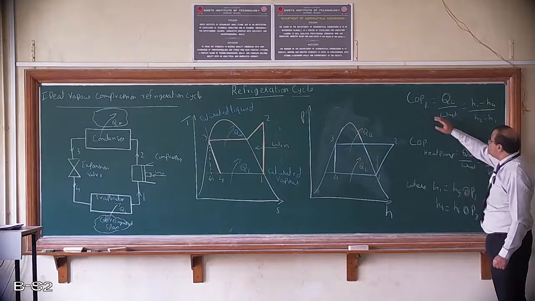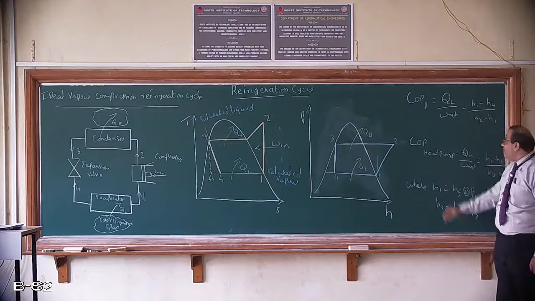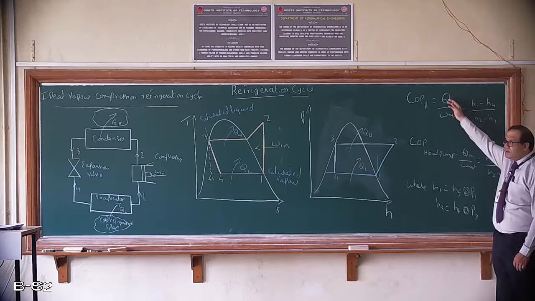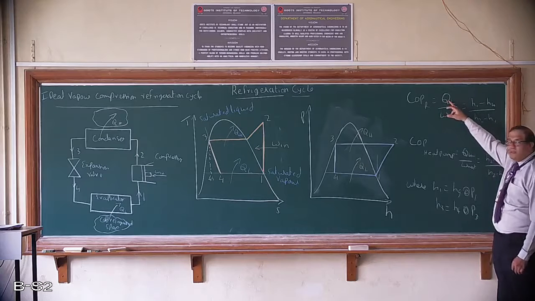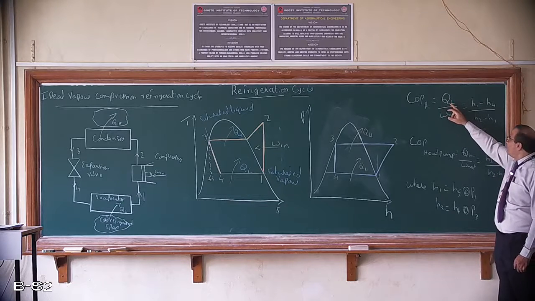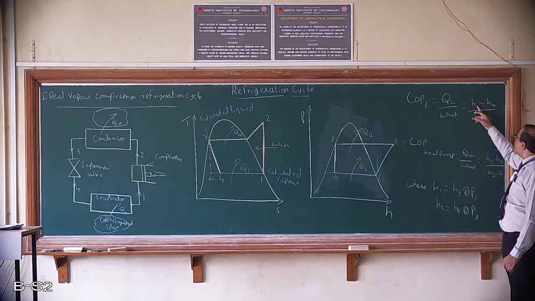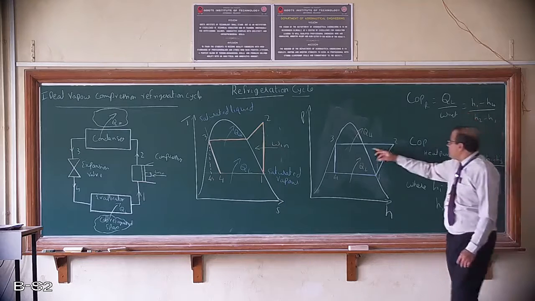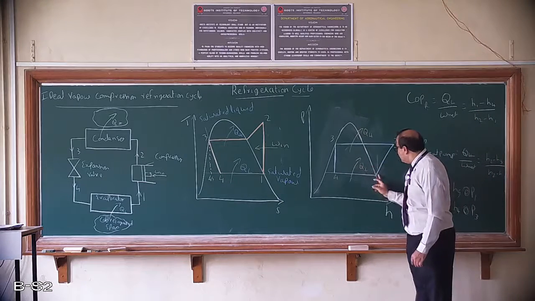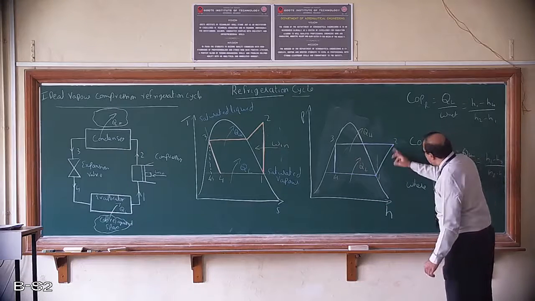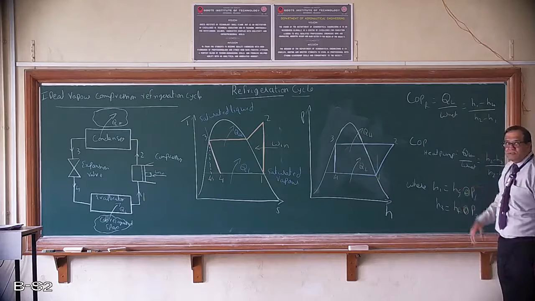How do you calculate COP? Coefficient of performance for a refrigerator is QL, that is the heat absorbed from the refrigerator space, divided by W net, that is the work done on the compressor. QL, you can see here, is H1 minus H4, and W net is H2 minus H1. So that's what it shows.